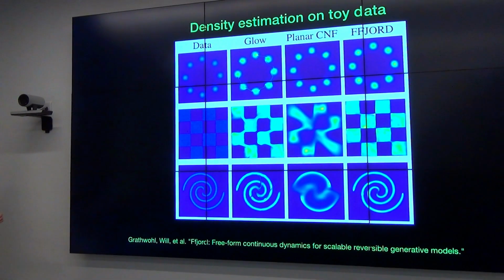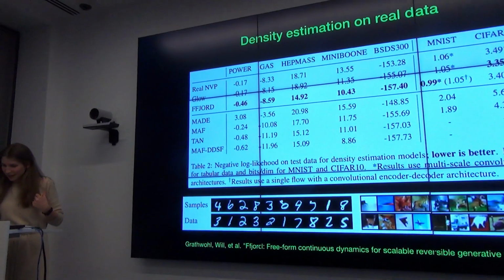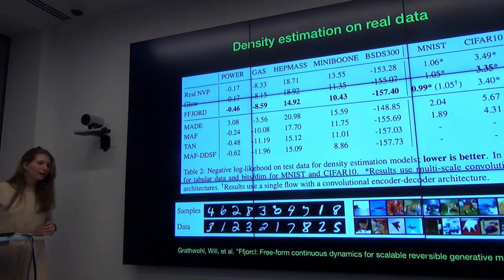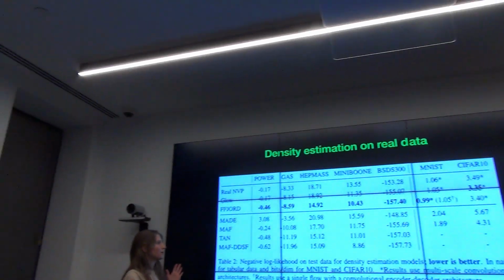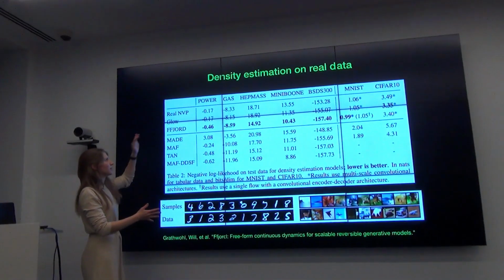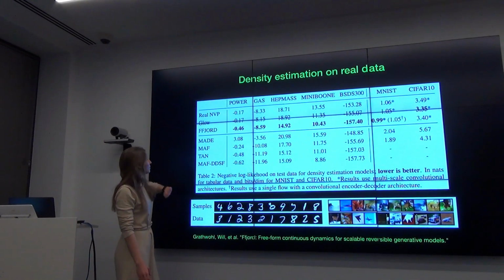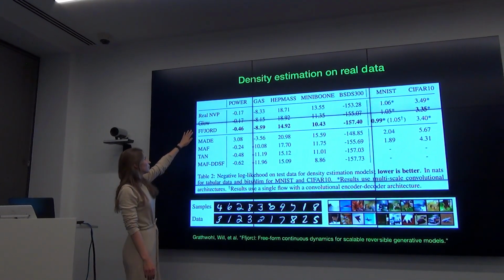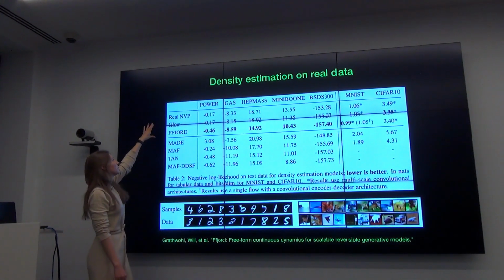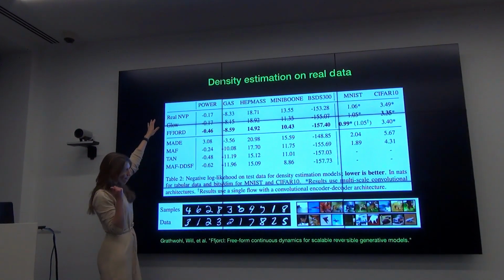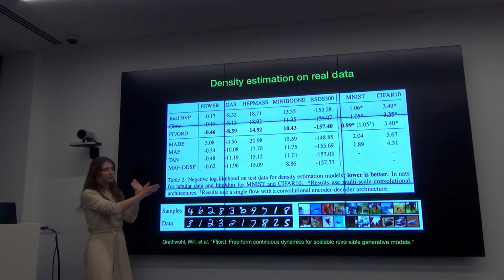Let's go back to experiments. This is where I talked. And another set of experiments. This is experiments on real tabular data, and the authors compare their approach, FFJORD, with other generative models based on normalizing flows, and with autoregressive models.